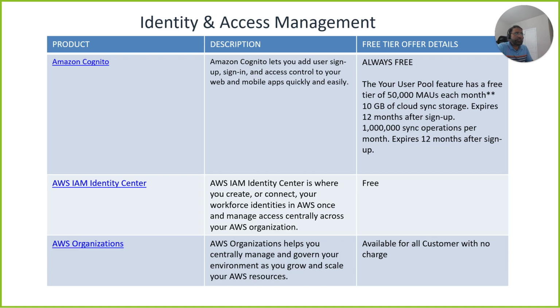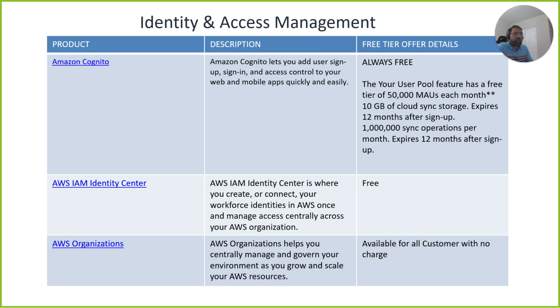So Cognito always comes free, but it has some limitations. Your user pool feature has a free tier of 50,000 MAU each month, and 10 GB of cloud synchronization storage that expires 12 months after sign up. We are not going into this marketing stuff. We are not selling here. We are learning, so this is just for us. Whenever we are using Cognito within organizations, or building it, we will not be taking care of all these things. Primarily, we just need to build that.